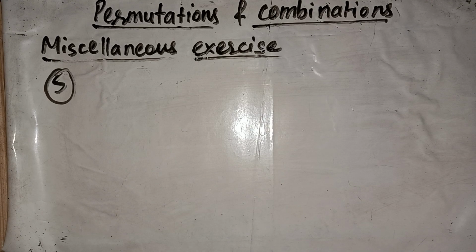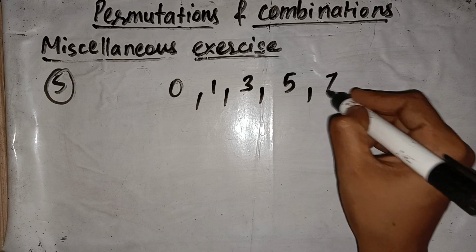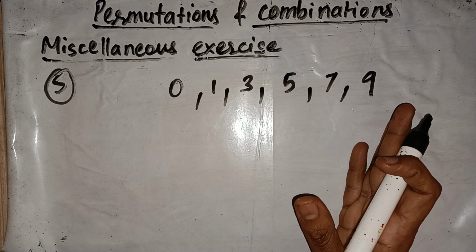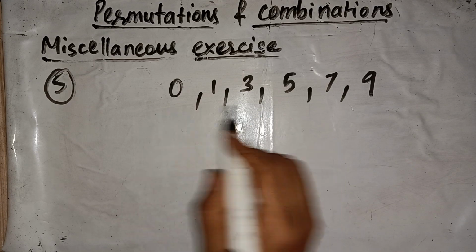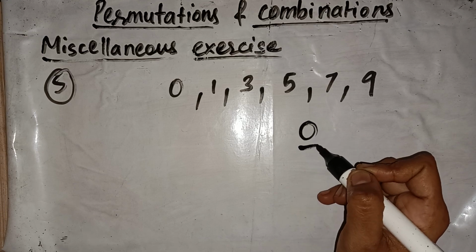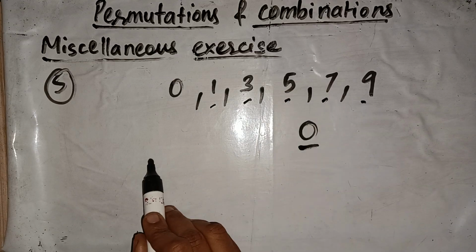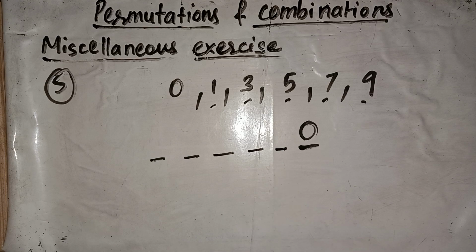Next question. How many 6-digit numbers can be formed from the digits 0, 1, 3, 5, 7, 9, which are divisible by 10 and no digit is repeated? Divisible by 10 means we have to fix 0 at the unit place. So the remaining numbers can be rearranged in the other places: 1, 2, 3, 4, 5. It is a 6-digit number.